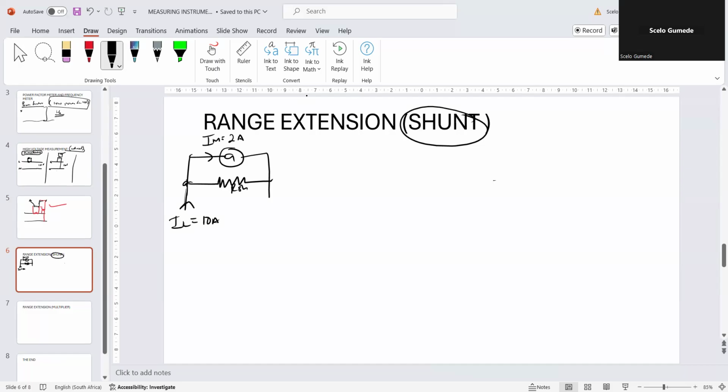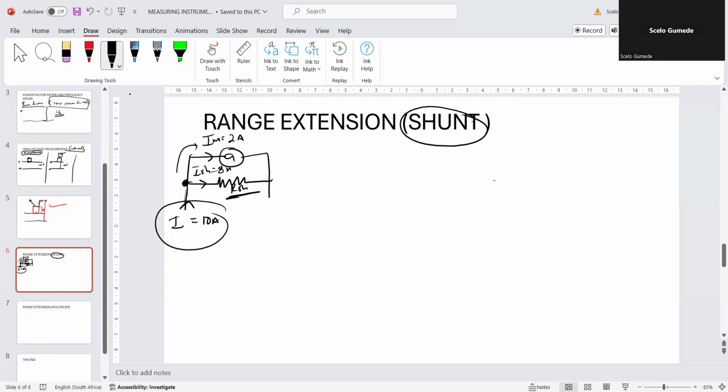Now, what does the shunt do? The current is now going to split. So if 10 comes to the junction, 2 will go to the galvanometer, and I shunt will be 8 amps. I'm going to get 8 amps there. So the question is, how much must this shunt be in order to accommodate that 10? Which is not IL actually, it's just I, total current.